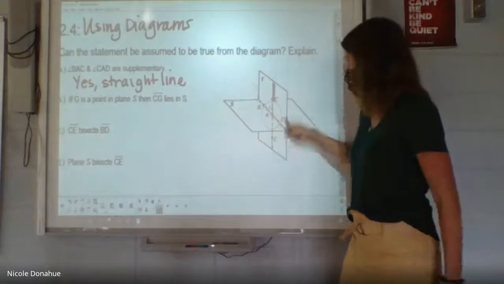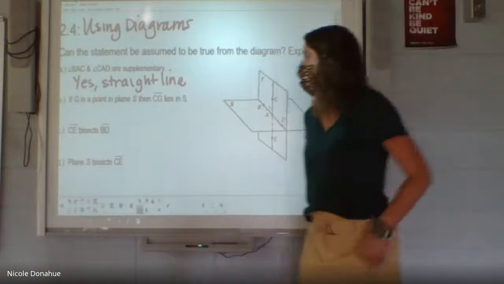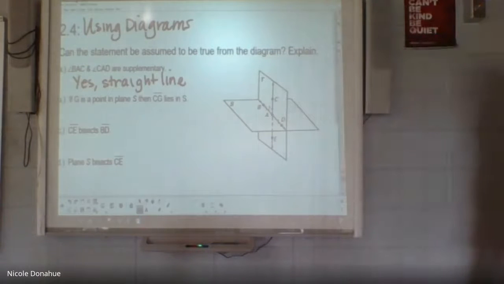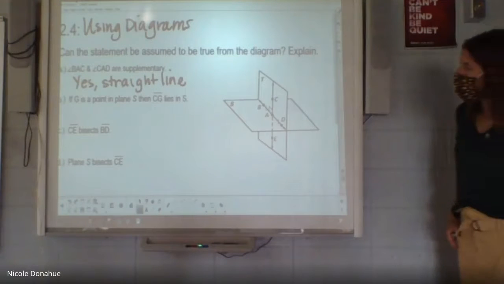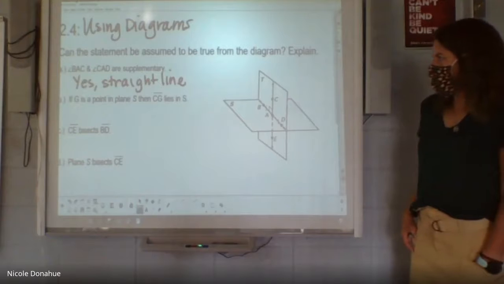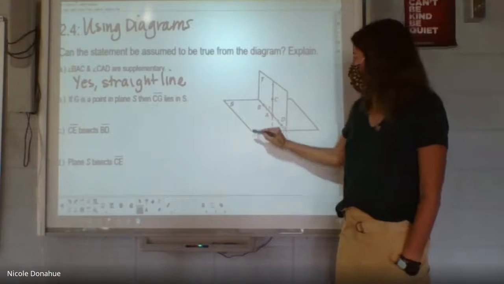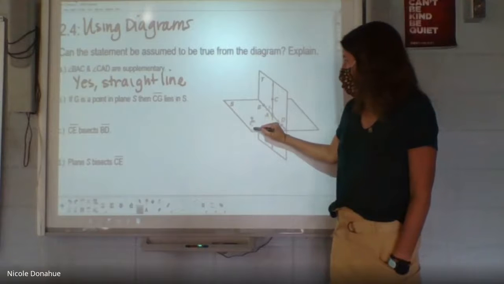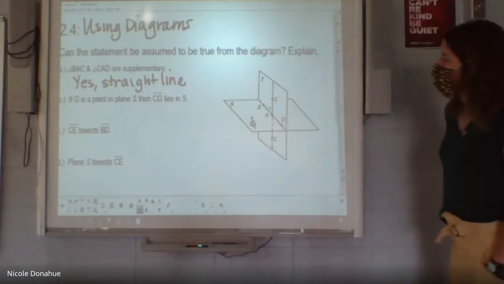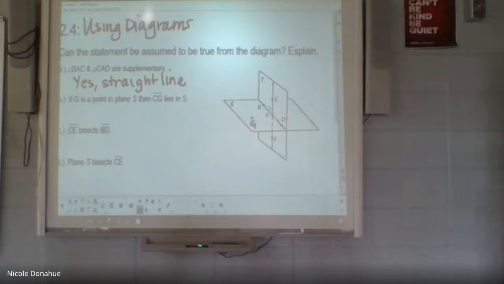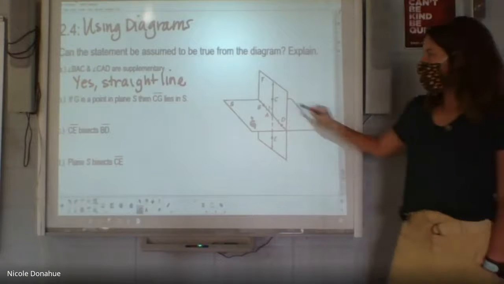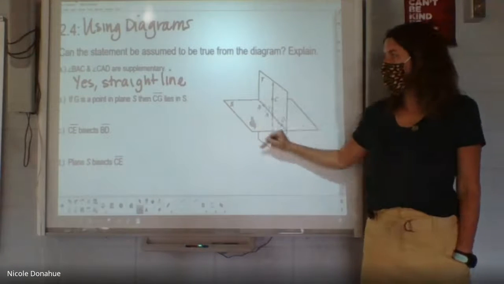I'm going to erase just because I can't get it. So G is a point in plane S. Oh, they don't have G. So I guess we're adding it. If G is a point in plane S, let's put G in here. Then GC would lie in S. So we put a point in S that's currently not there.